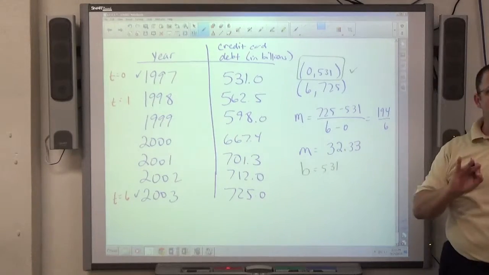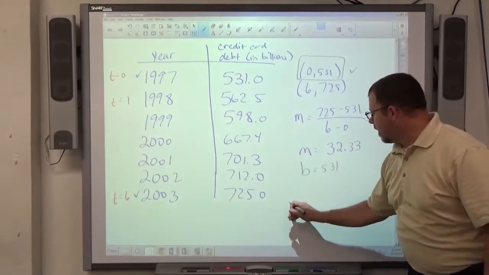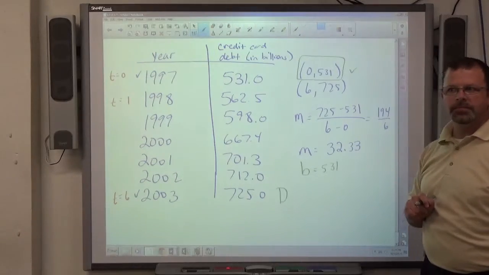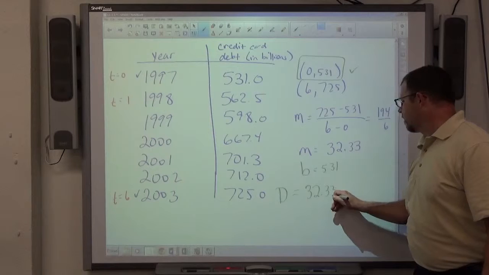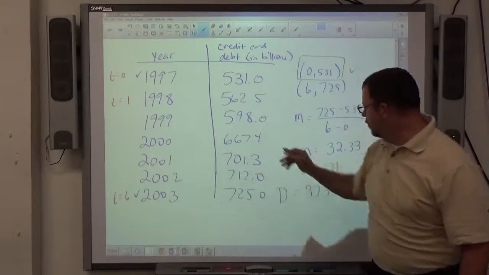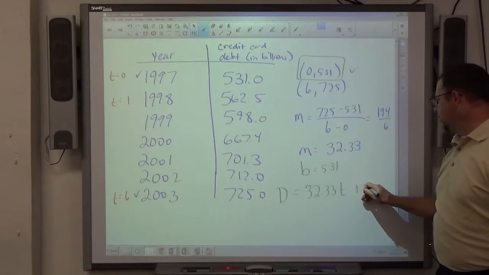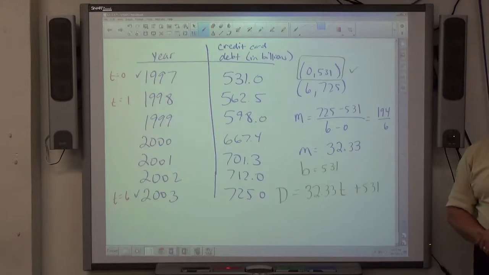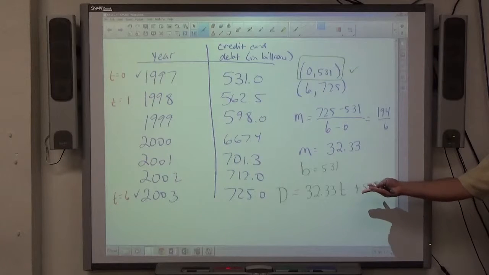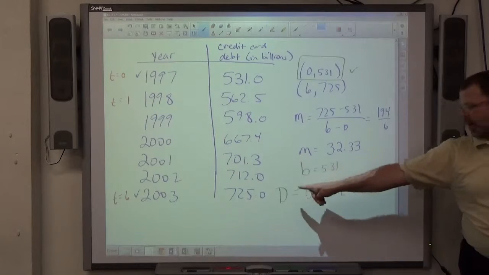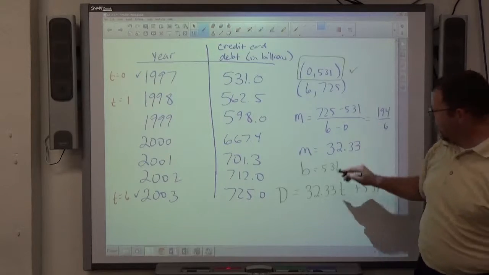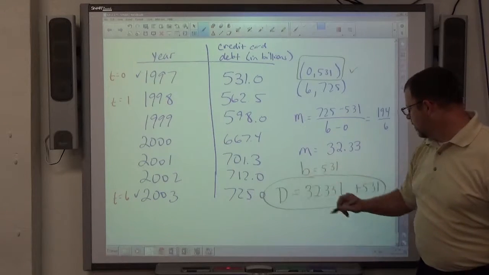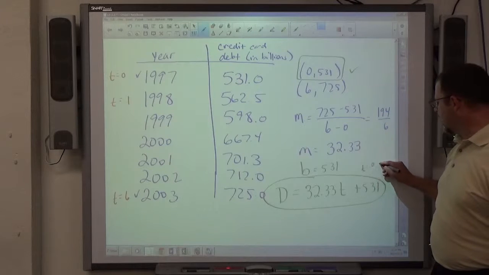And just like that, I can make this equation. The debt, I'm going to use capital D for debt, equals the slope, 32.33, times the year, I'm going to use t, plus 531. So if I know what number year it is, I can stick it in there to figure out what the debt would be. If I know what the debt would be, I can figure out what number year it is. Now, that's part A done. That's assuming t equals 0 is 1997.